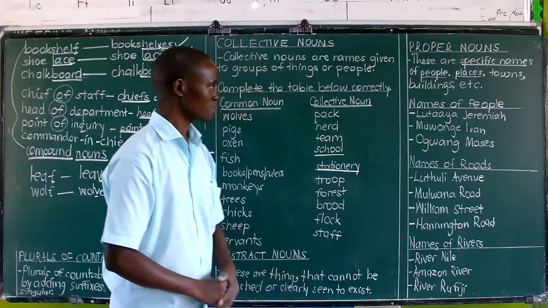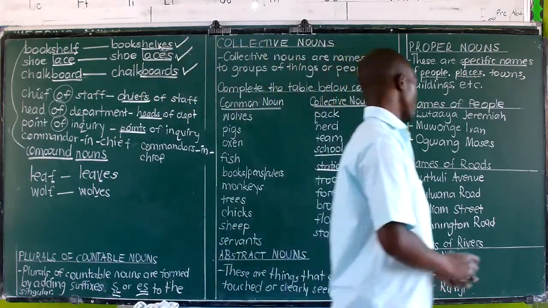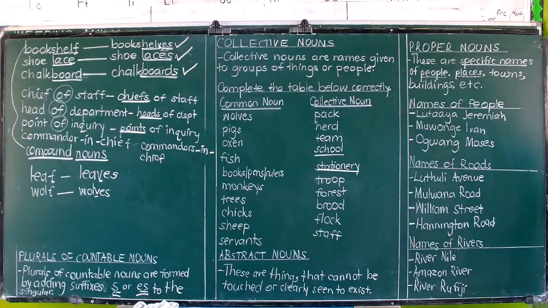With capital letters. Let's look at the different categories of proper nouns. And here we talk about names of people. We've seen the examples: Rutaya Jeremiah, Muwonge Ivan, Ogwag Moses. All those are proper nouns because they are specific names of people.